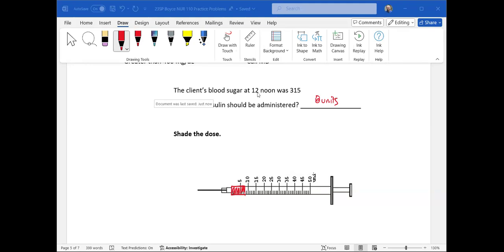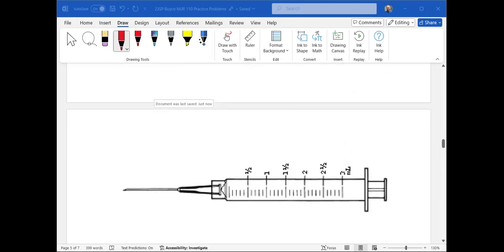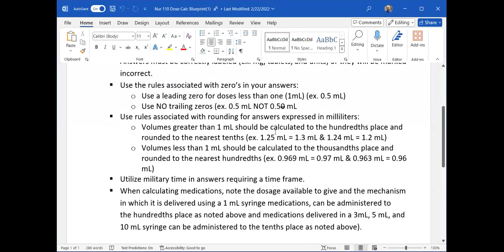Okay. So when it comes to rounding, that's actually in your blueprint. And I just want to show you, and then I'll explain and I'll share the blueprint page. One of the things that they'll tell you in the blueprint is there are some designated rounding rules.